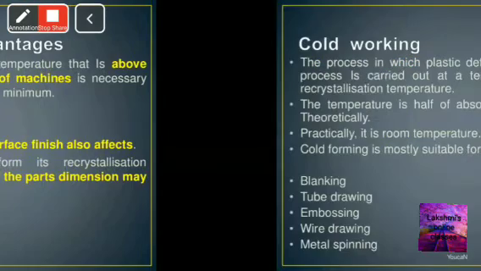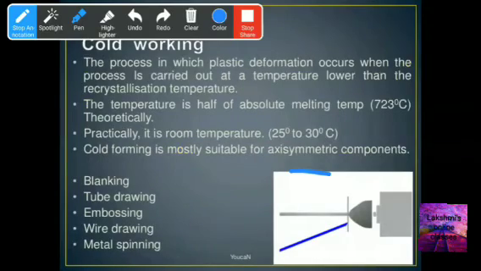So coming to cold working, the process is below the recrystallization temperature. It works below the recrystallization temperature. It is a process in which plastic deformation occurs when carried out at a temperature lower than the recrystallization temperature. The temperature is half of the absolute melting temperature, 723 degrees theoretically. Practically, at room temperature, it is 25 to 30 degrees.